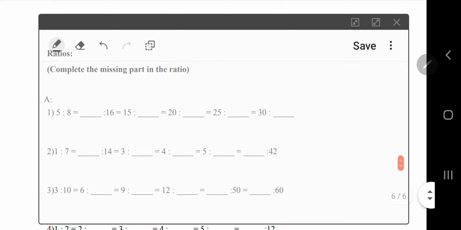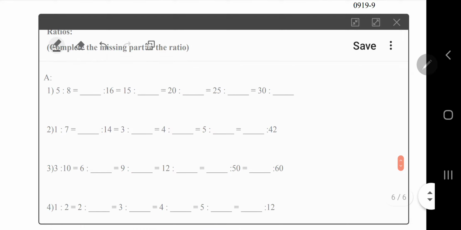So now we'll be doing ratios. So what ratios basically are, they're proportions. So for example, let's do number 2. So we have the ratio of 1 to 7 is equal to something over 14. Now, to get to 14 from 7, we have to multiply that number by 2, which means we're going to have to multiply the 1 over here by 2 as well. So 1 times 2 is 2. Now do the same thing for the rest.